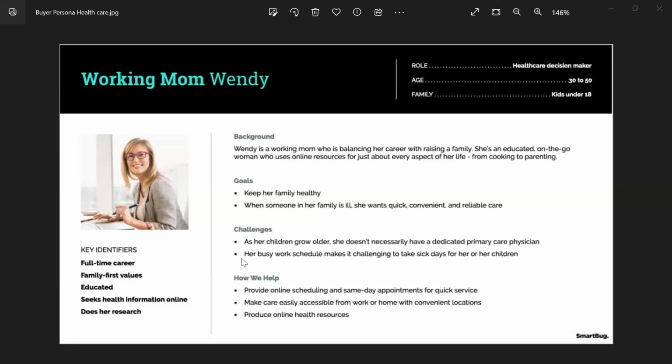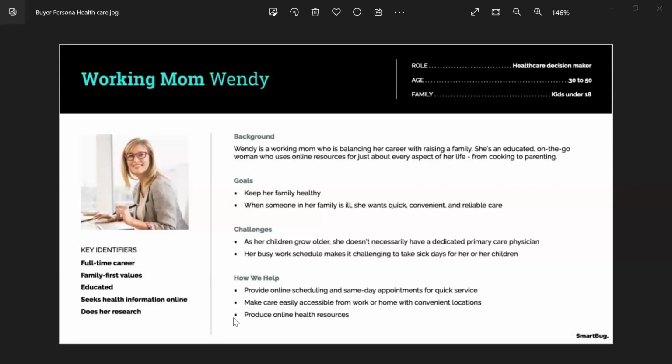Now, she's saying that her busy work schedule makes it challenging for her to take sick days off for her children, right? So it's going to be difficult. And now they are saying they will produce online health resources. Why are they producing online health resources? There are certain ailments or sicknesses that might just need a quick fix, right? Certain sicknesses that she doesn't need to necessarily run down to the hospital to get appointments with a doctor, okay?